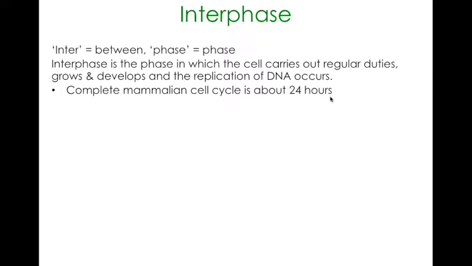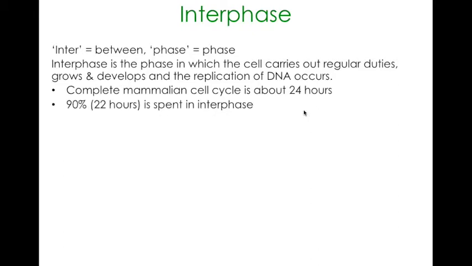In a mammalian organism, the cell cycle is roughly on average about 24 hours. That is, it will take 24 hours from one cell to divide into two different cells, and then 24 hours again before each of those cells divide again. So it's a particularly slow process. Bacteria, for example, will take about 20 minutes or so to divide. So you can see 24 hours compared to 20 minutes is slightly different.